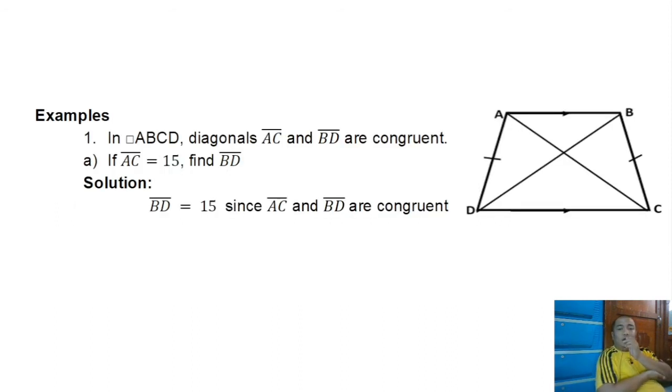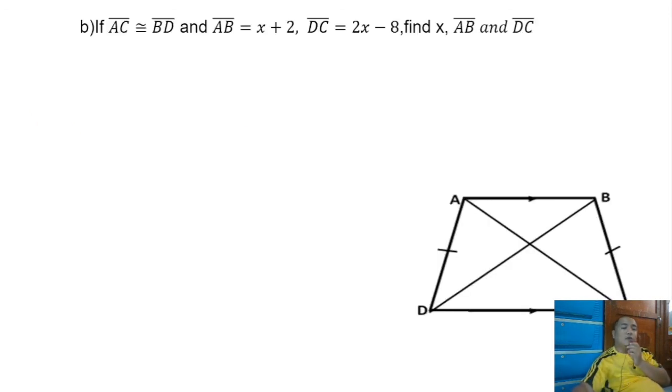Example. In trapezoid ABCD, diagonals AC and BD are congruent, of course, because they are isosceles. If AC is 15, find BD. It's also 15, yes, because they are congruent. Next, for B, if AC is congruent to BD, yes, because they are diagonals. AB is x plus 2. This is 2x minus 8. Find x, AB, and DC.